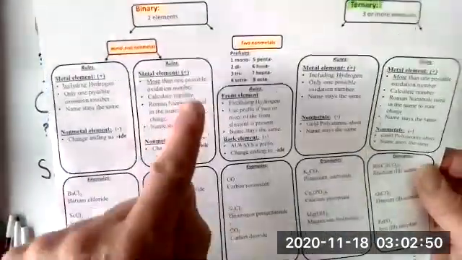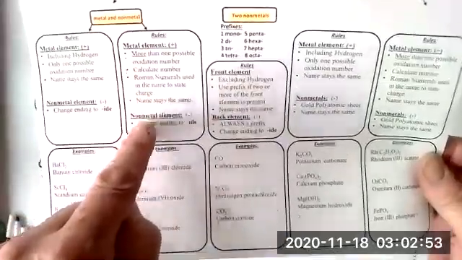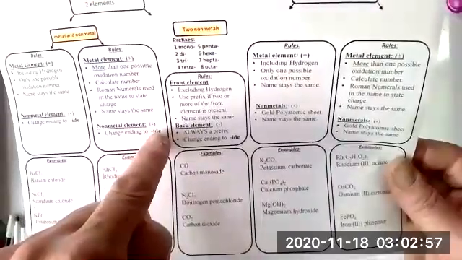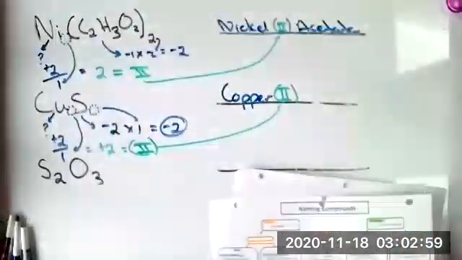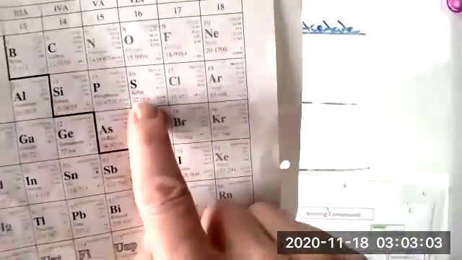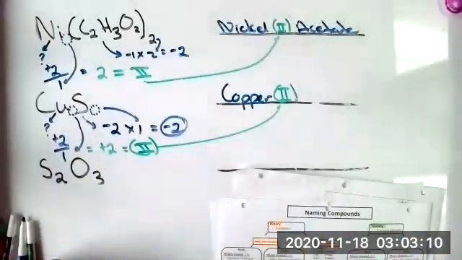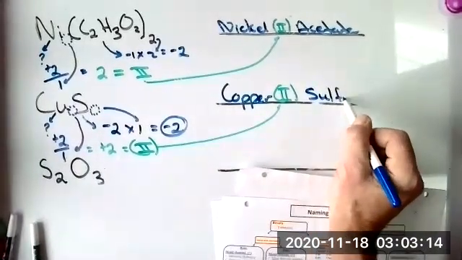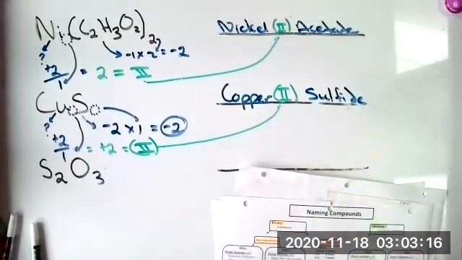Good heavens, this never ends. I'm now here. I have to find that non-metal. I have to cut and splice his name so it ends with I-D-E. S, sulfur. I'm going to cut, I'm going to splice and change it to end with I-D-E. Sulfur becomes sulfide.